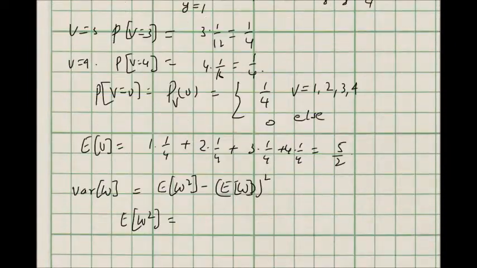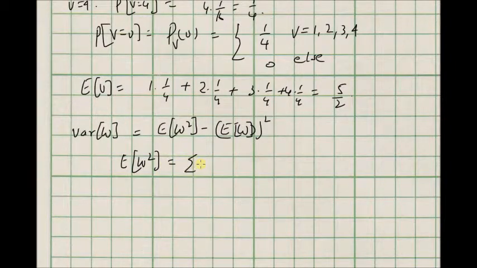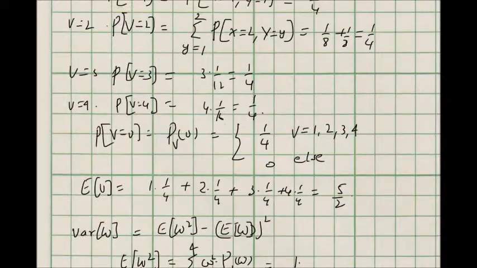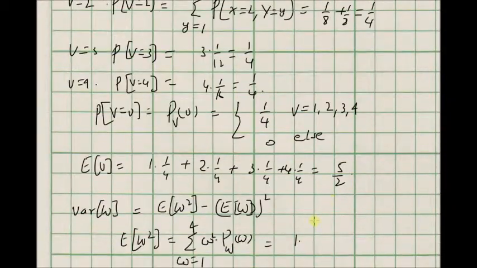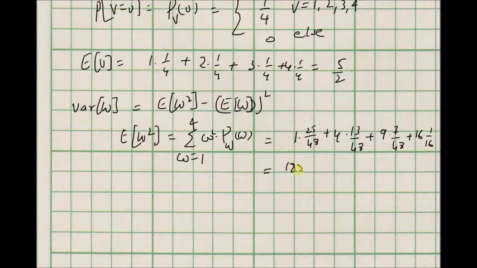So from this table we can easily calculate the required values of the second moment, that is values of W square multiplied by the probability mass function for W equal to 1 to 4, which is equal to 1 times 25 by 48, for W equal to 2, that is 2 square, 4 times 13 by 48, and for W equal to 3, we have 9 times 7 by 48. And finally, for W equal to 4, we have 16 times 1 by 16, which is equal to 188 by 48.